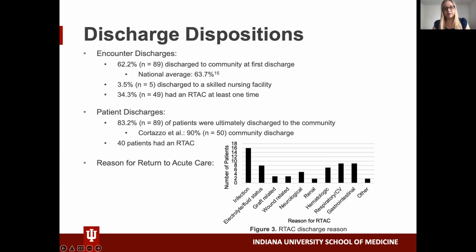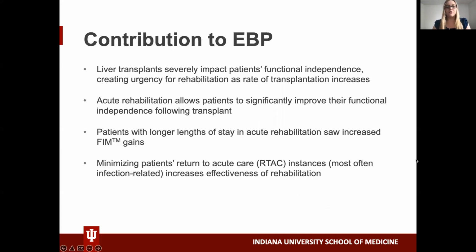So for contributions to evidence-based practice, we found that liver transplants do severely impact patients' functional independence, which does show the need for rehabilitation, especially as the rate of transplantation is increasing. Acute rehabilitation does allow patients to significantly improve their functional independence after they have received a liver transplant. Patients may benefit from longer lengths of stay in acute rehabilitation, and this may allow them to increase their FIM gains. Also, minimizing patients' return to acute care can increase the effectiveness of their rehabilitation and their gains.